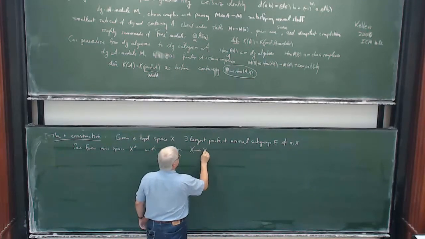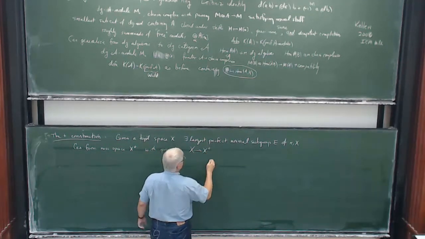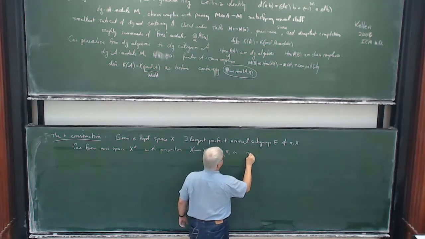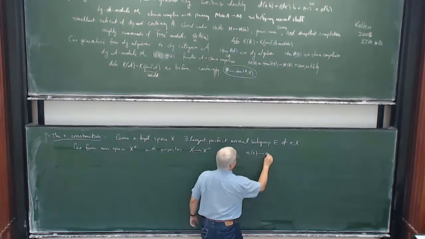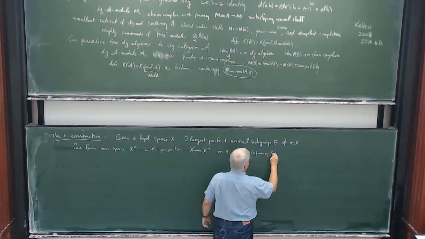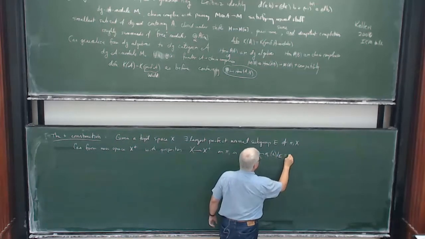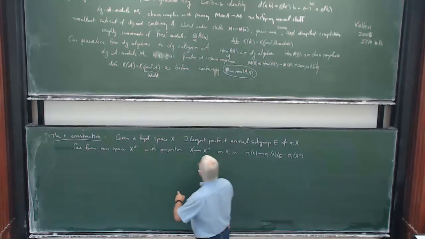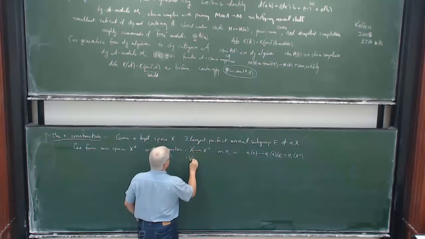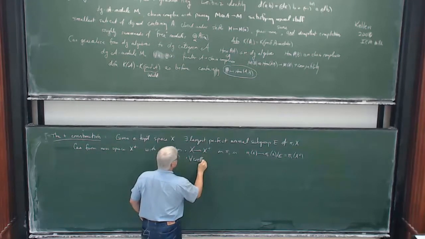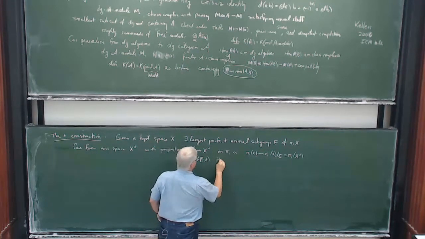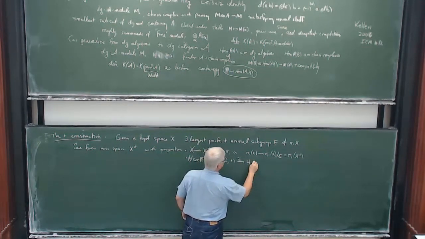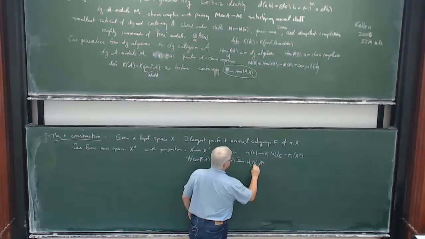If there's a map from X to X plus, the first property is that on pi 1 it is pi 1 of X to pi 1 of X modulo E. So that's pi 1 of X plus. The second property is that for all coefficients A, the homology of X with coefficients in A to the homology of X plus with coefficients in A is an isomorphism.